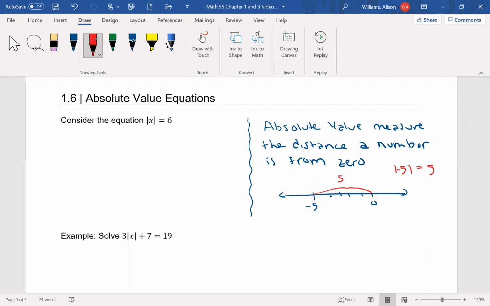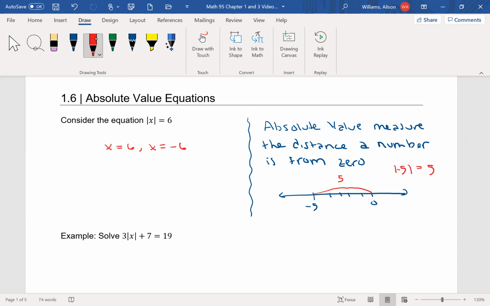Most people equate the absolute value to making the number positive. That's a good way of thinking about it, but we're really talking about distance. Coming back to this equation here, the absolute value of x equals 6. What we're asking ourselves is, what would we take the absolute value of that's going to give us 6? After our discussion, I hope the answer is obvious. Either 6 or -6 is going to give us an absolute value of 6.